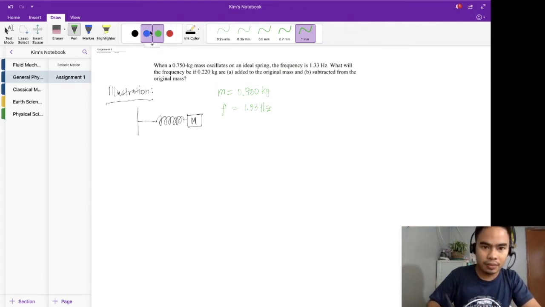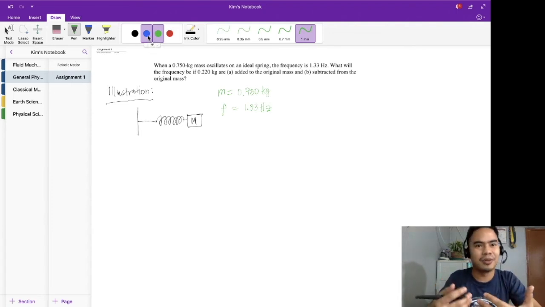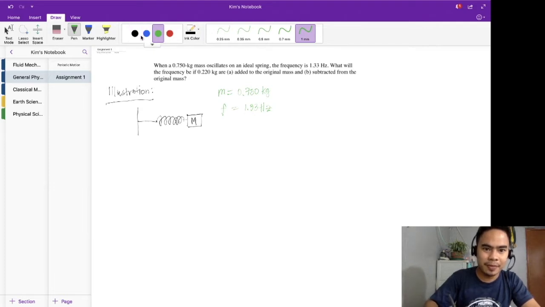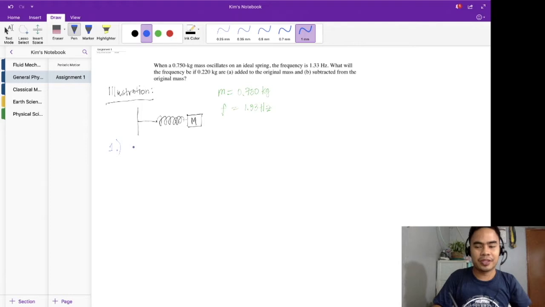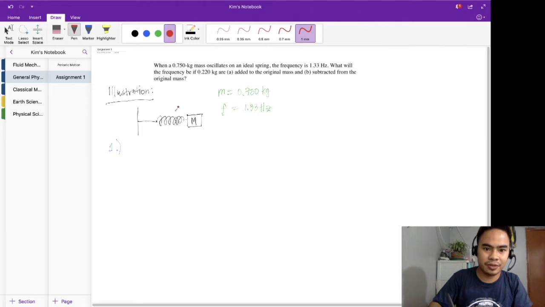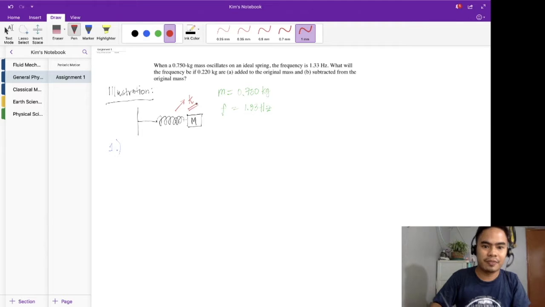So there are two approaches to solving this problem that I know. The first one is to manually solve for the force constant K of the spring, and the other is an easier approach. Let's try to solve this first by finding the force constant K. That is our process of solving. We'll find first the force constant K of this spring. Of course, the spring has a force constant K, so let's find that first.